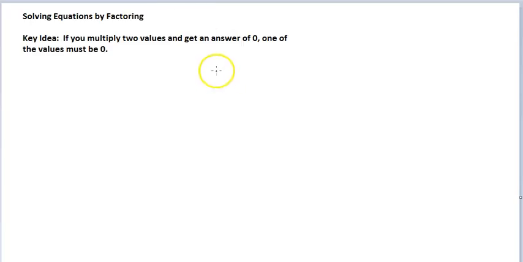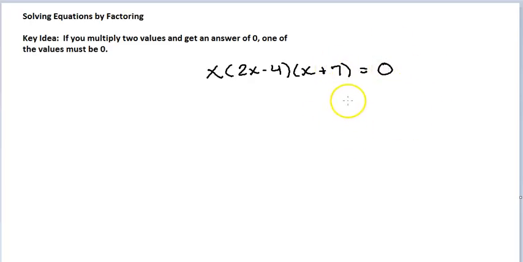This time I'm going to be multiplying x times 2x minus 4 times x plus 7 and getting an answer of 0. So when I solve this equation, what I said before still holds true. If I multiply 3 things and get an answer of 0, it means that one of those expressions has to be equal to 0.